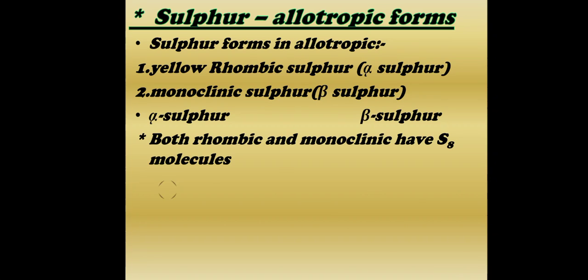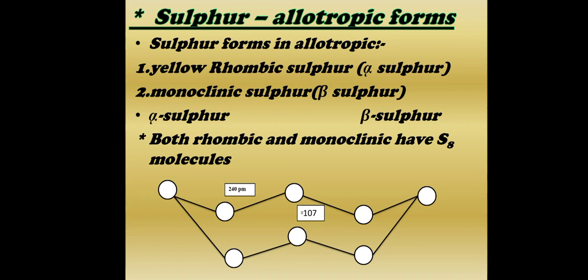If we talk about sulfur, sulfur is found in different allotropic forms. The two main allotropic forms are yellow rhombic sulfur, alpha sulfur, and monoclinic sulfur, beta sulfur. Both rhombic and monoclinic sulfur have S8 molecules with a crown shape, as you are observing here.